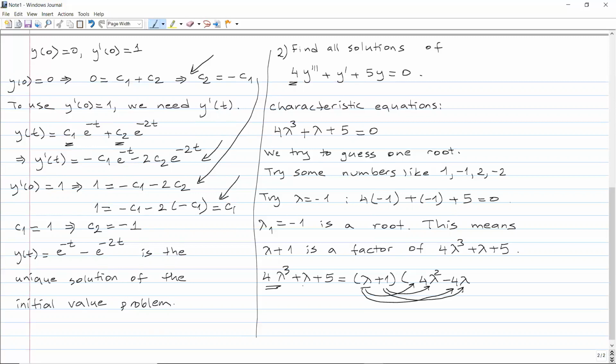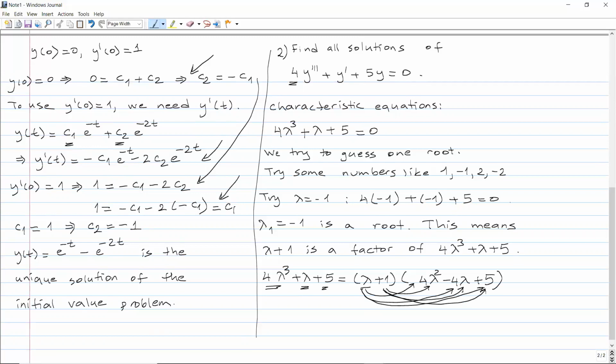But on the left side, we have just lambda. So to minus 4 lambda, we need to add 5 lambda. So we multiply lambda with 5. So this gives us lambda. And then multiplying 1 with 5 gives us the constant 5.